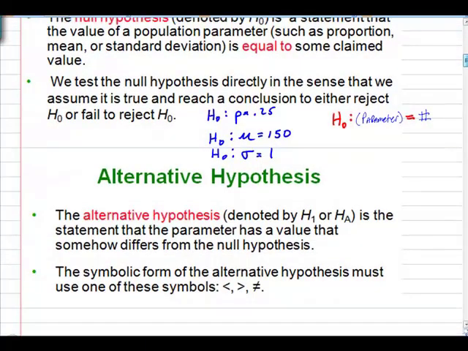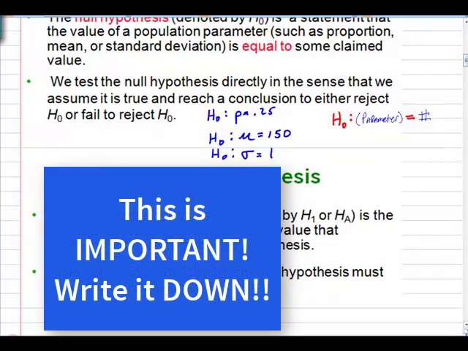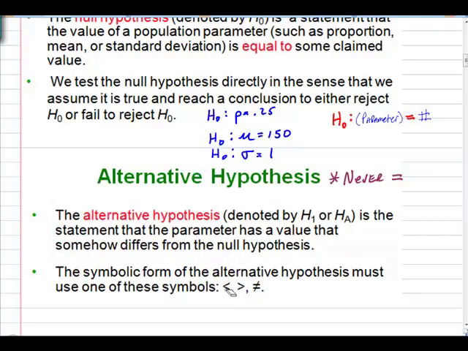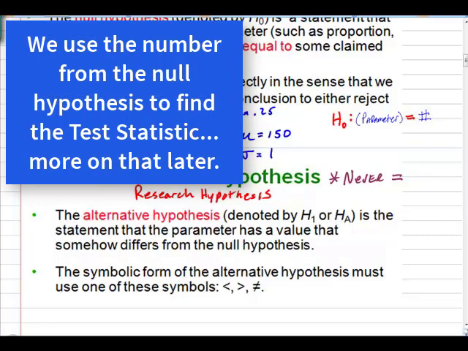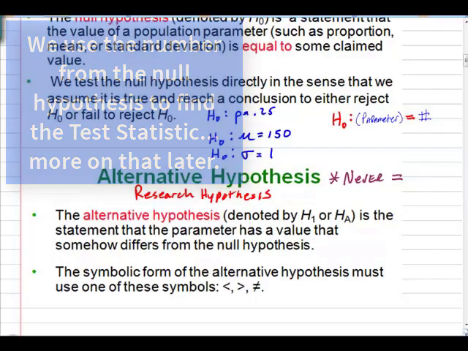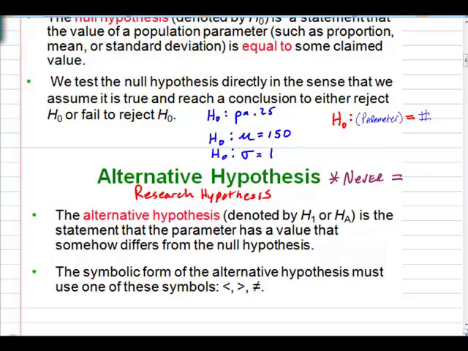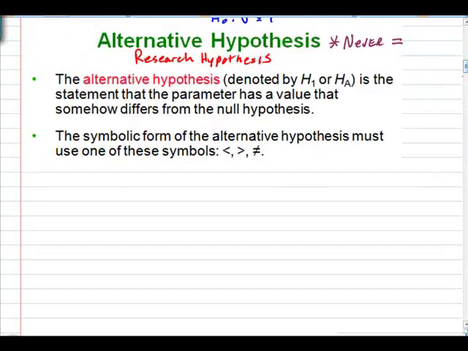An alternative hypothesis never contains equality. The null is the only hypothesis that contains equality. We're either going to use less than, greater than, or not equal to in our alternative hypothesis. This is also sometimes referred to as the research hypothesis because it is the only hypothesis that can be proven true. The null hypothesis is never proven true because we assume that it's true whenever we run tests. The symbolic form will take on an inequality, either a strict inequality or just simply not equal to.